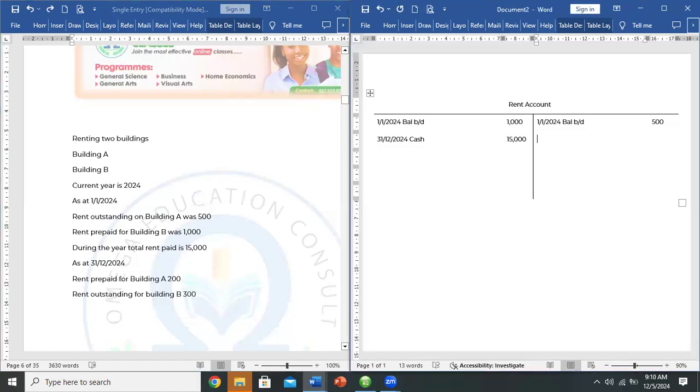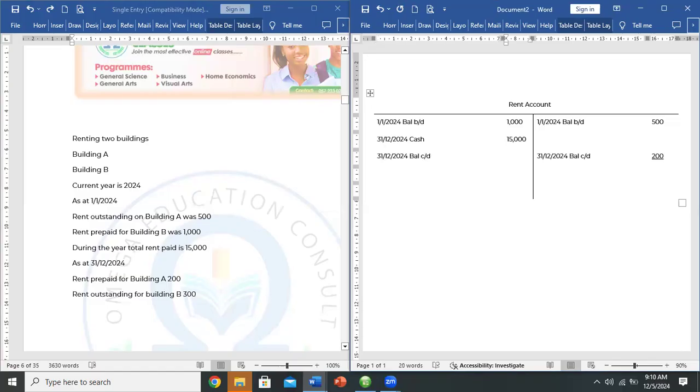31st December 2024, balance carry down. Okay, 200. Then the last thing is the outstanding, the arrears. That one is a liability, okay? But the carry down will be at the debit side. So don't get confused. So 31st December 2024, balance carry down.